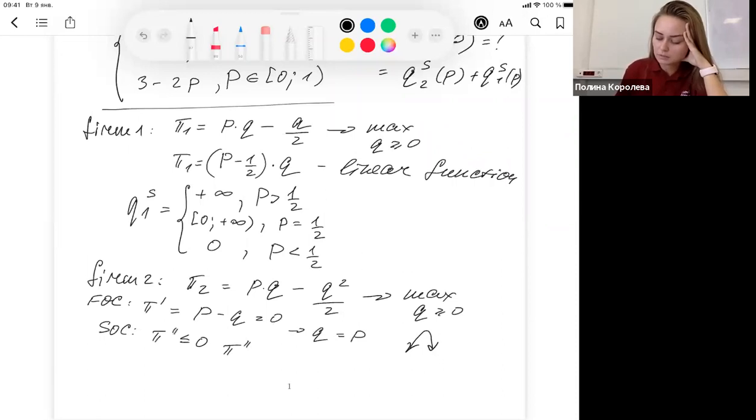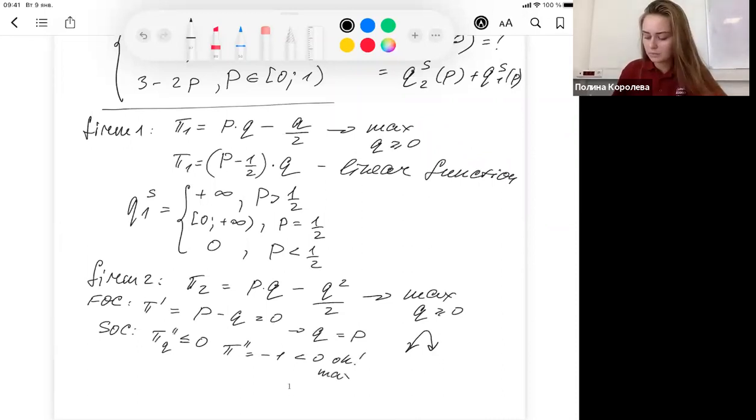And we check it. The second derivative by Q is minus 1, which is less than 0. So the second order condition for a maximum holds. And this second order condition is the same as what we said about the parabola branches down. So we found the maximum of profit.